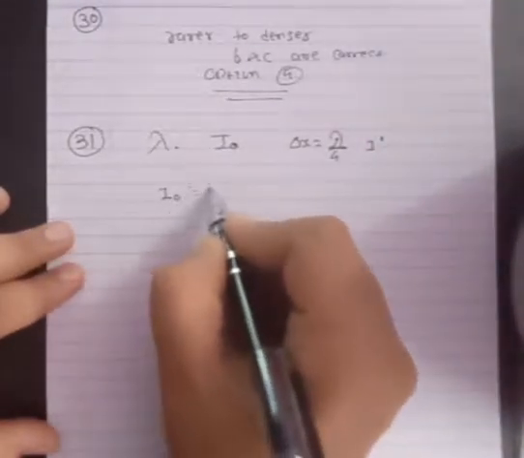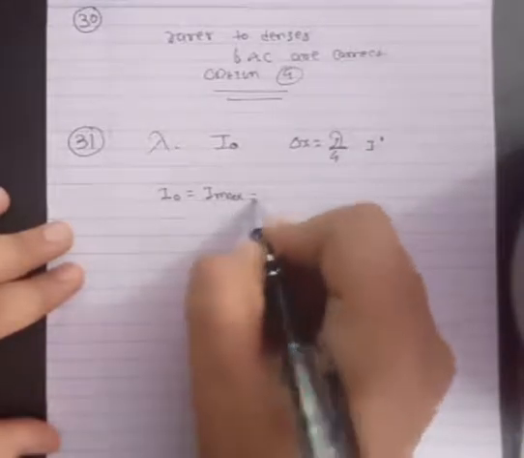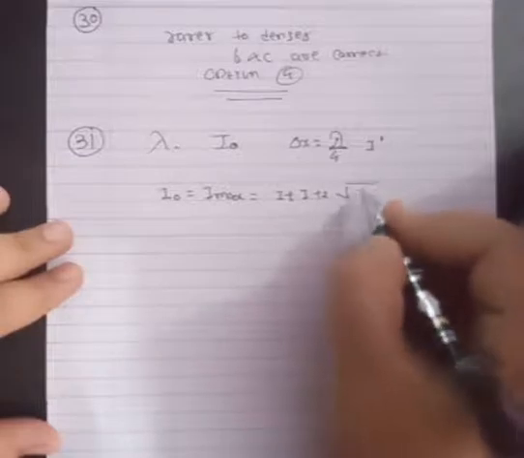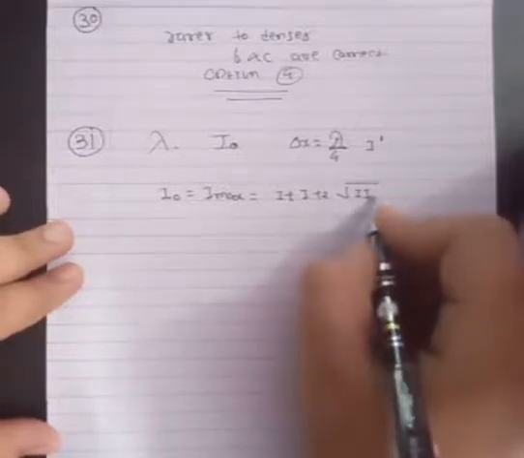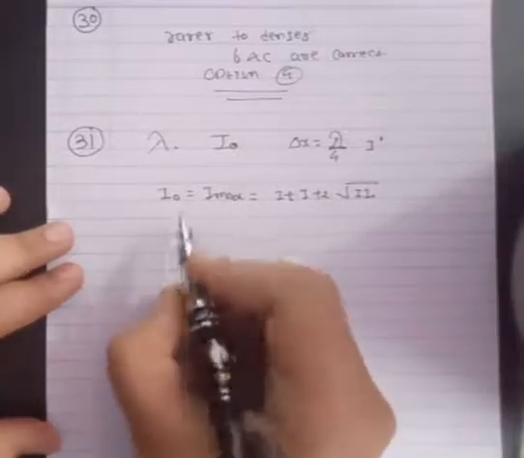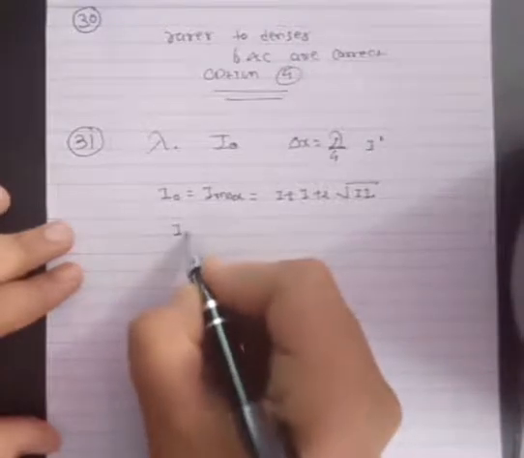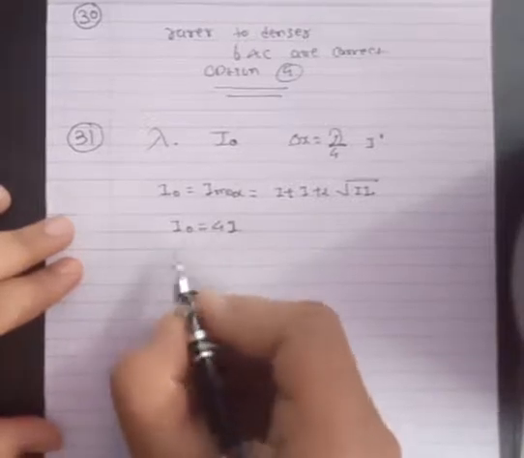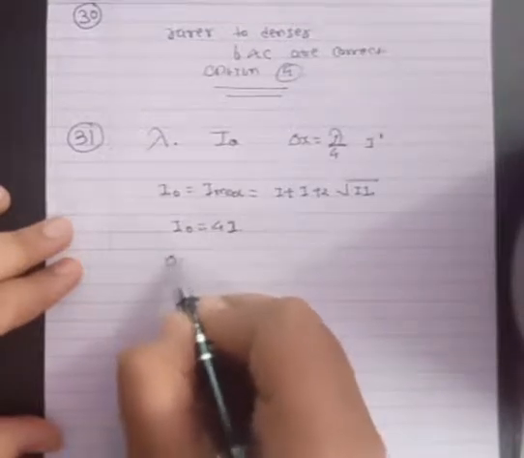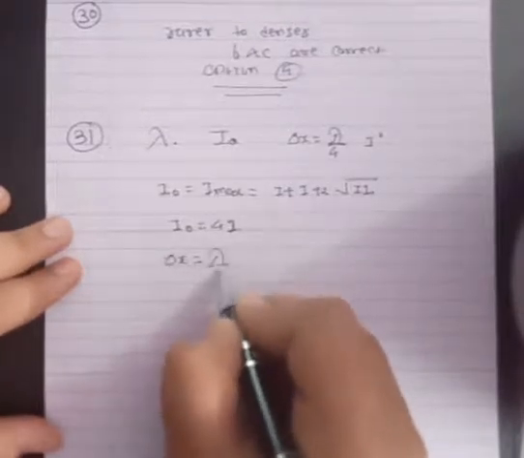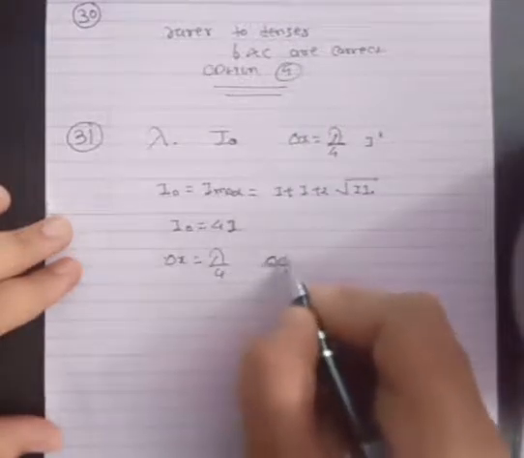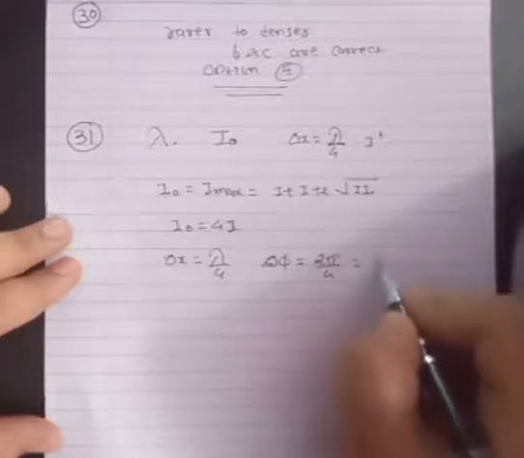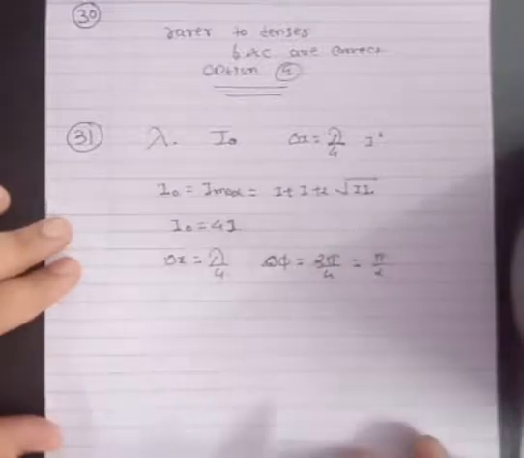Here, I0 is equal to I maximum, and that is given by I plus I plus 2 root I into I. So I0 will be equal to 4I. Now the path difference is lambda by 4. So the phase difference delta phi will be 2 pi by 4, that is equal to pi by 2.